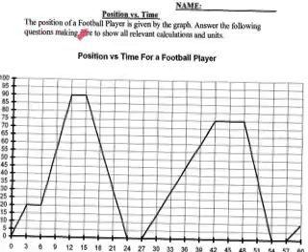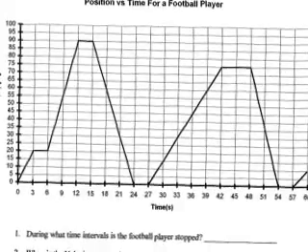So here at the top it says the position of a football player is given by the graph. And we're going to answer the following questions, making sure to show all relevant calculations and units. So this is position versus time. So first of all, I want to make you familiar with the graph itself. So if you notice here along this side of the graph that says position D in meters and going west, this is called the y-axis. So we're going to label that up here, y. And down here on the bottom, this is the x-axis, and this is the time in seconds. And we're going to label that x.